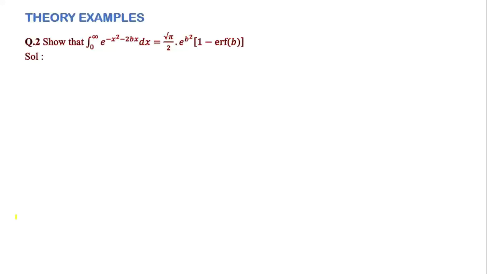Consider the second equation in which we have to show that integration from 0 to infinity e raised to minus x square minus 2bx dx is equal to root pi by 2 e raised to b square in bracket 1 minus error function of b. So just focus on this LHS. This is our given integral and we have to find this value in terms of error function. This is our simple approach. We have given one integral, we have to find the value of this integral in terms of error function.